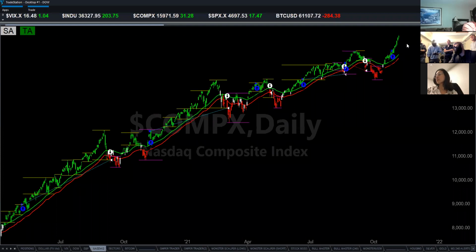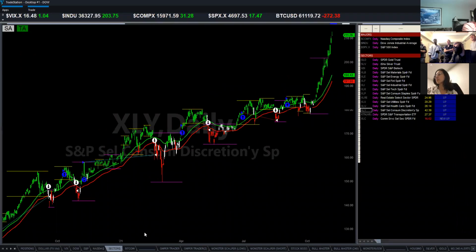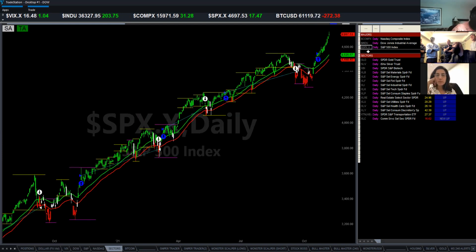Buy signal on the Dow, buy signal on the S&P, everything else. Buy signal on the NASDAQ. And on the sectors, guys, we've looked at this before. I think a couple of months ago, we only had like 4 sectors moving higher. Now we have every single sector buying. But we focus on the top sectors. So the market is very bullish. That's the NASDAQ, S&P, and the Dow, and then these are the sectors here.